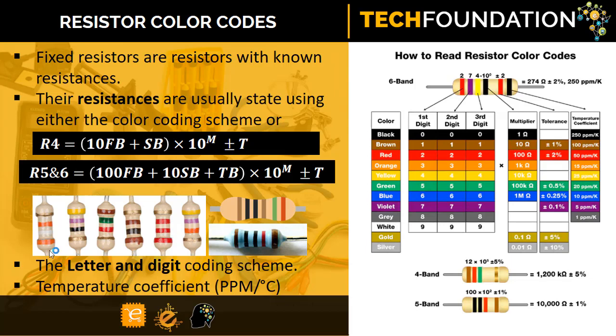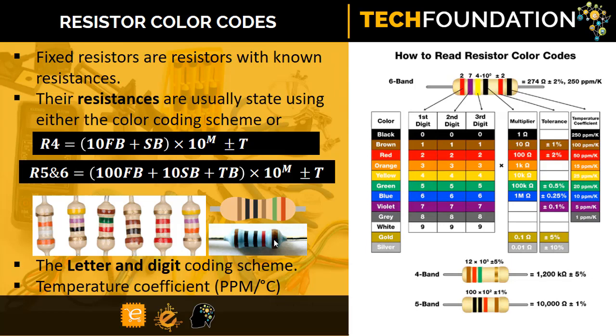Okay. For a 5-band resistor, there are 3 significant figures or values, and these are the first, second, and third. So if you take this one, we have 1, 2, 3, 4, 5. So this constitutes a 5-band fixed resistor. So this is the first band, second band, third band, fourth band and the fifth band.